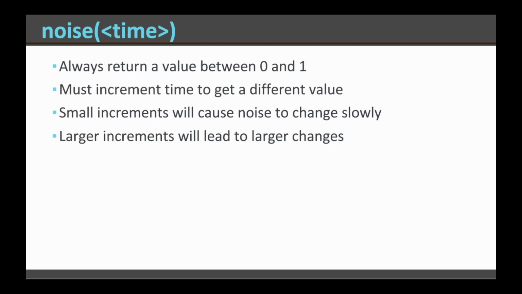So to recap, noise returns a value between 0 and 1. You must increment that value to get a different value from it. So if you keep giving noise the same value, you'll keep getting the same value out of it. Small increments, the values will change slowly. Larger increments, it'll change a lot. If you get big enough values, it'll just seem like random.